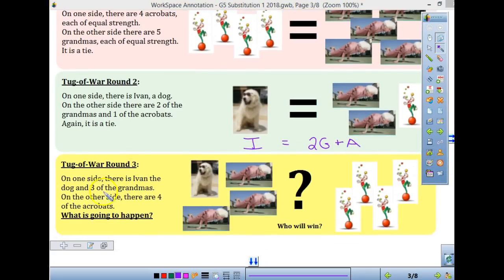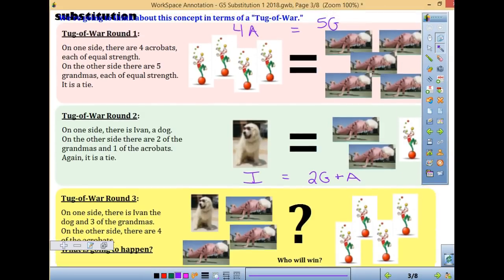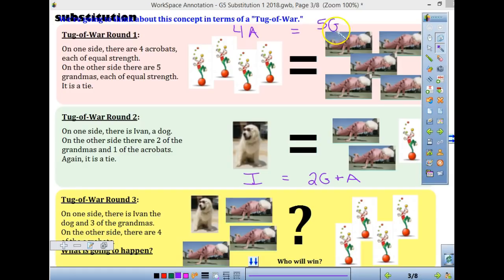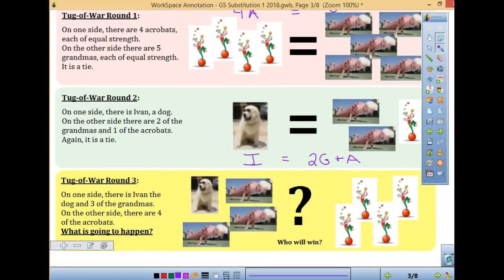Then in the third round, on one side you have Ivan the dog and 3 grandmas, and on the other side there are 4 acrobats. The question is, who is going to win? You want to use this previous information. The key thing here is we have 3 different variables: A, G, and I. When you're solving a system of equations, you really have to get it down to 2 variables. So I want you to think about this last one.